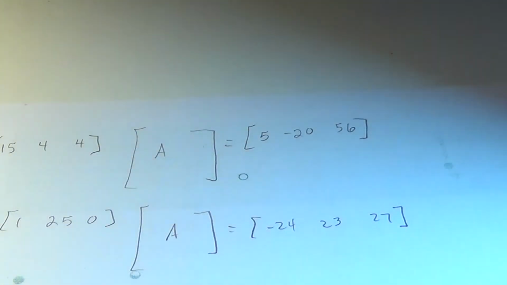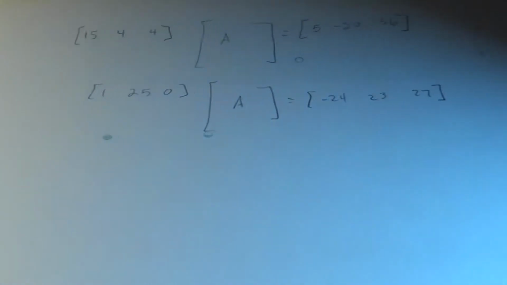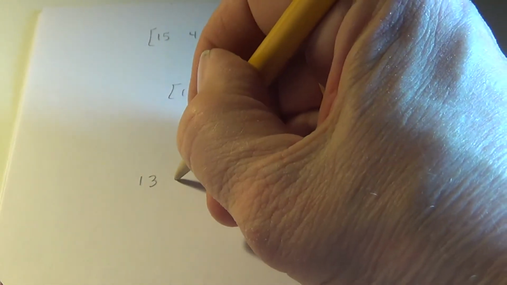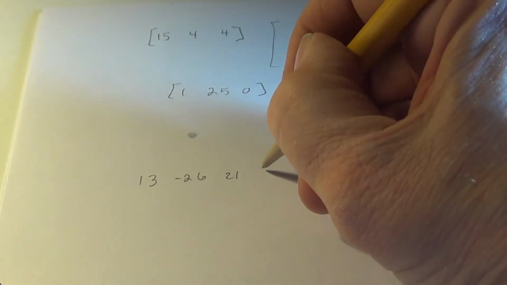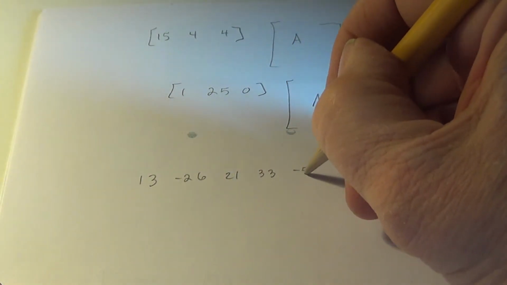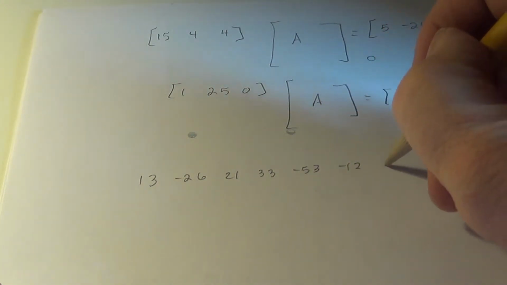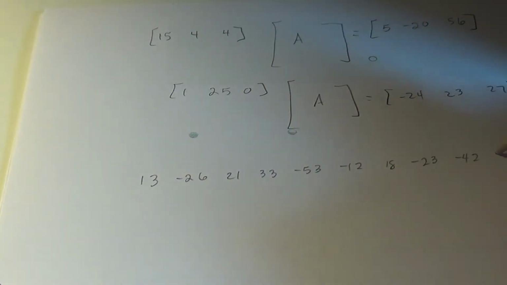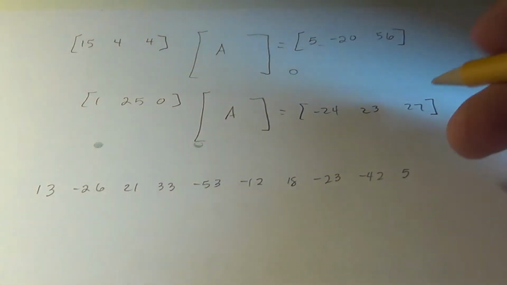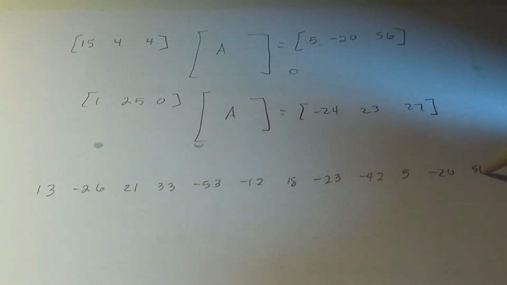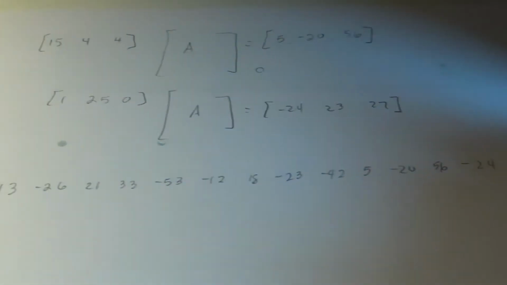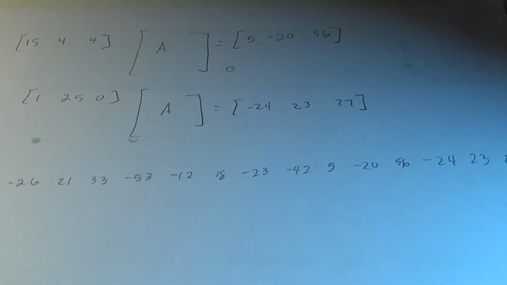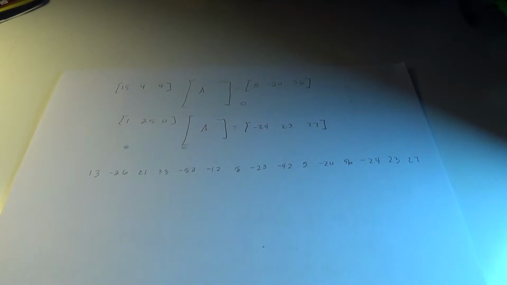All right, so if I look on the back and gather all those numbers, I'm going to have 13, minus 26, 21, 33, minus 53, minus 12, 18, minus 23, minus 42, 5 up to this side of the page, minus 20, 56, minus 24. I know it's gone out of the screen, I'll pull it back in, 23 and 27. So let's see if you can see all those at once.